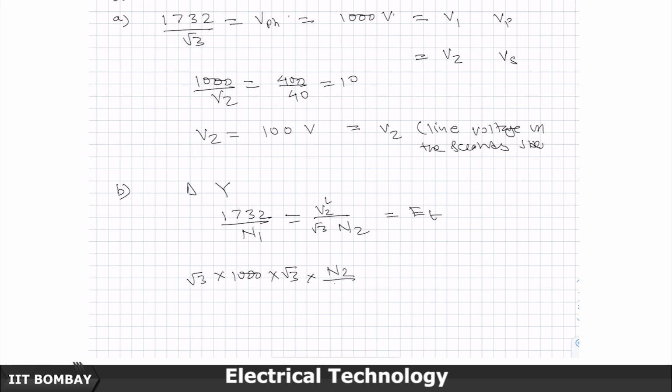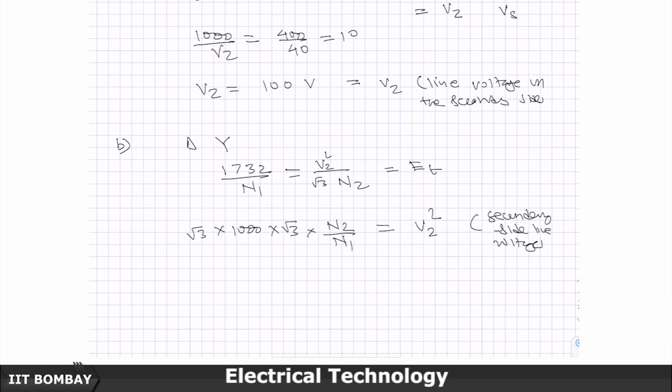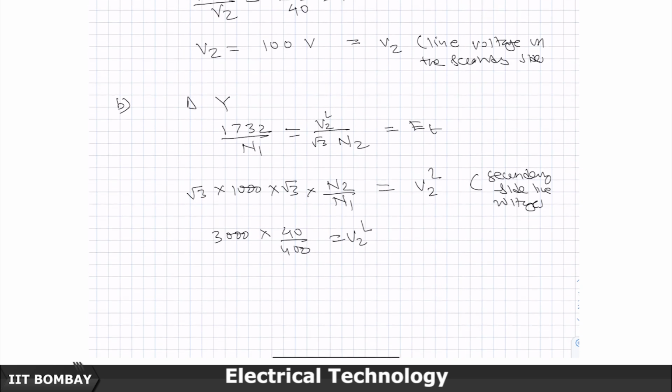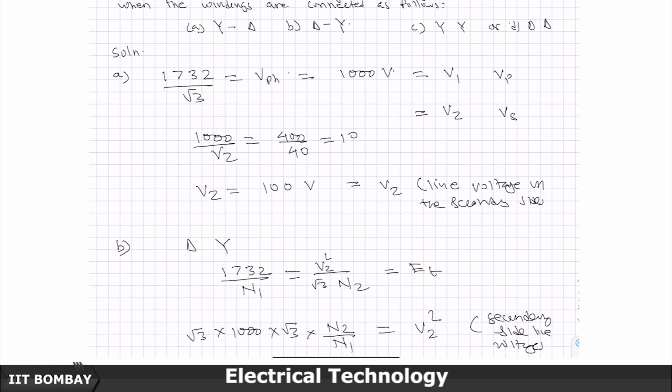So I will get N2 by N1 will be equal to the secondary side line voltage, which is, what is this, 3000 into 40 by 400 is the V2 line to line. So V2 line in this case is going to be 300 volts. So you have got the second answer also done.